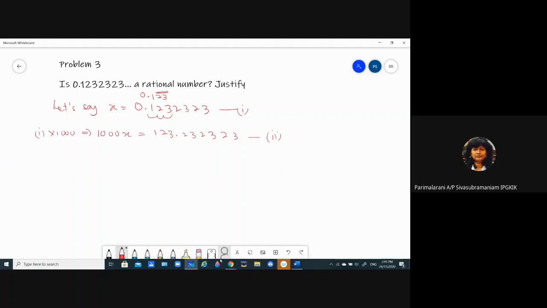Okay, so equation 1, we multiplied by 10. We need another equation. So we have 10x, equation 1 multiplied by 10. So we are going to move this one space. Multiplied by 10, so it's one space. So it is 1.232323. So this is our equation 3. Now equation 3 minus equation 2.